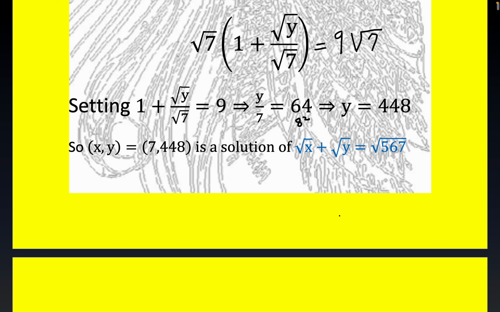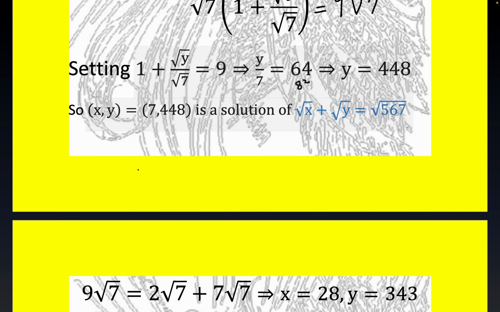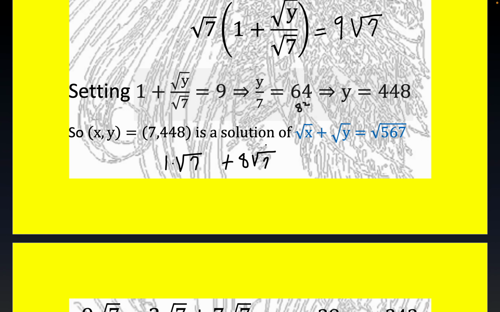Also notice the form that led to this. This is superfluous, but I'm going to write 1 root 7 plus 8 root 7. That's certainly equal to our desired constant on the right-hand side, which is 9 root 7. In those two solutions, these two coefficients squared are these values up here. So you see that's kind of cool how that works out.